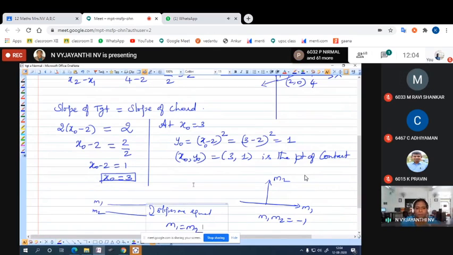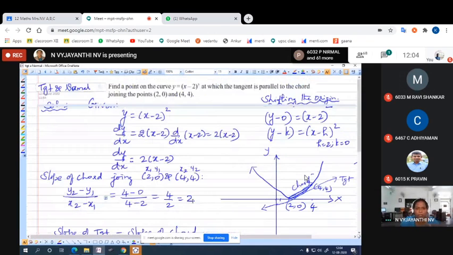So now once again we will see what we have done. The given equation is y equal to (x minus 2) the whole square. We need not bother about the curve, but for additional information I have drawn the curve. And they have given that the chord is parallel to the tangent drawn to the curve y equal to (x minus 2) the whole square. So in that case, slope of chord will be equal to slope of tangent.